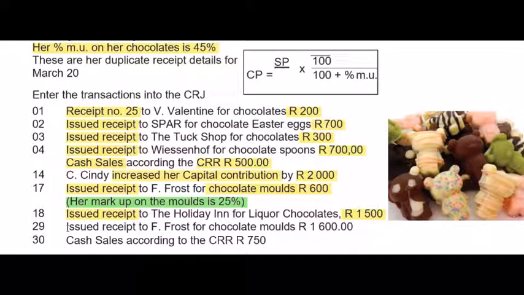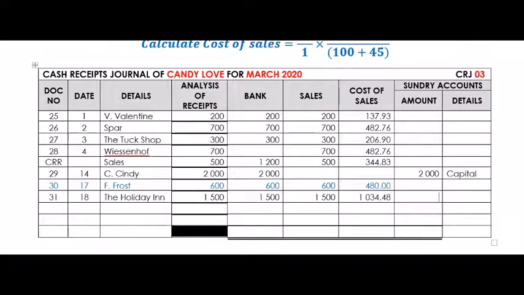Then on the 29th, we issued a receipt to F. Frost for chocolate molds, 1,600 Rand. And the reason why I highlighted this in green is because chocolate molds have a markup percentage of 25%. Okay, that was specified on the 17th and it applies to the whole month. So in the CRJ, we will issue a receipt number 32. Once again, I made it blue because it's molds.